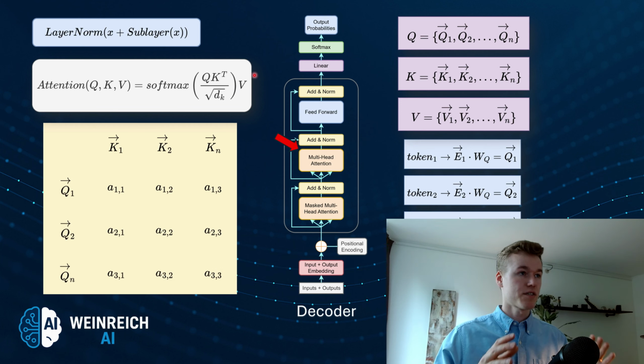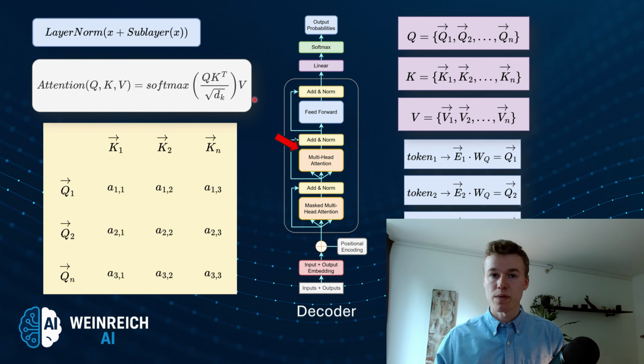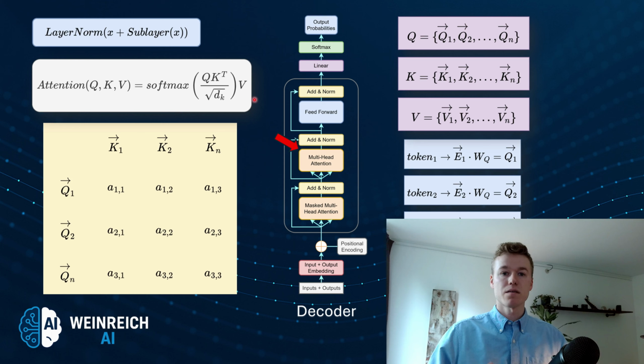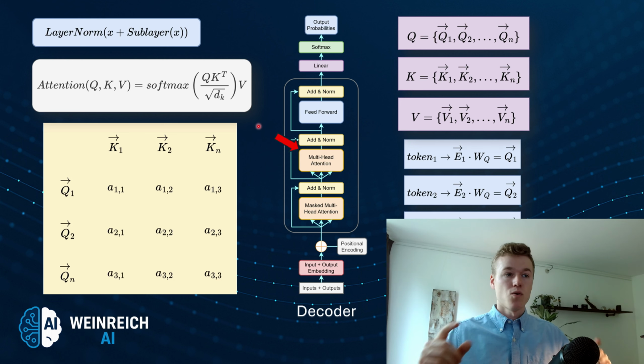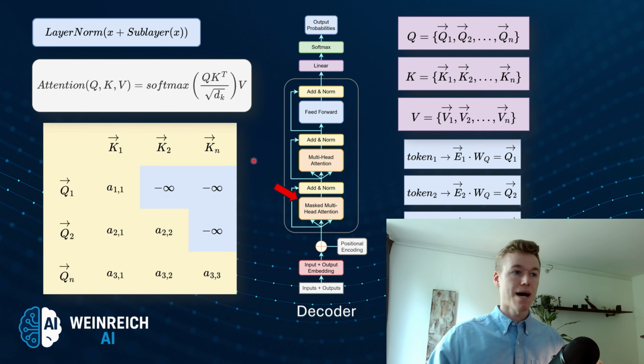Finally, we multiply these attention weights with the values matrix. And it's just basic matrix multiplication, right? So the values matrix is just some weighting that further weights these values that came from the attention weights. And that's it. Now, what happens in the masked multi-head attention? Because it is slightly different.